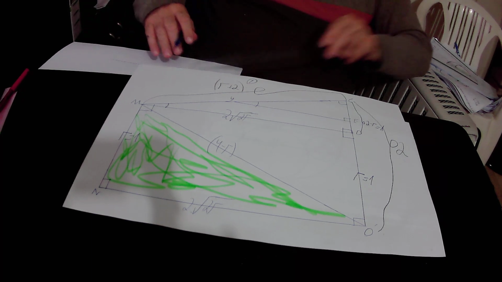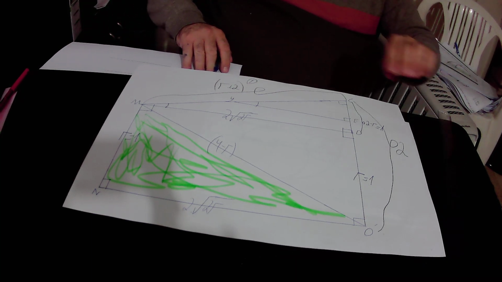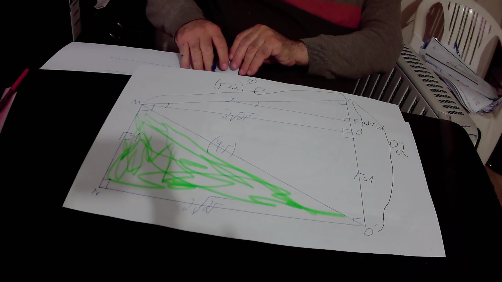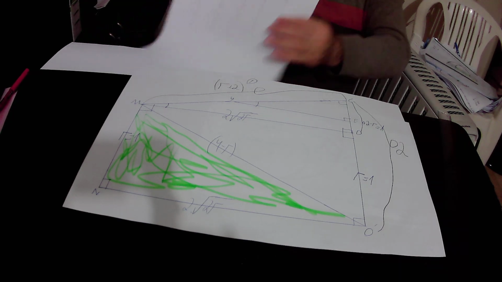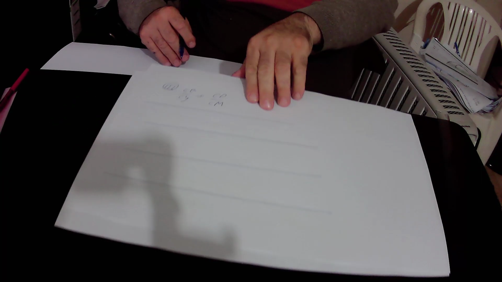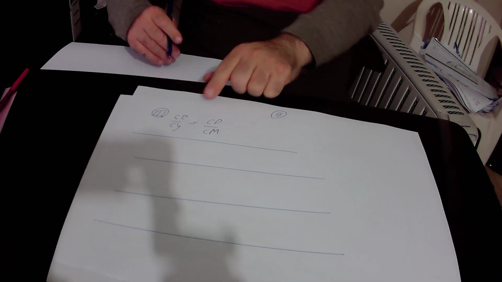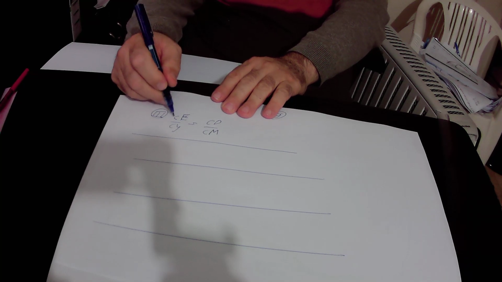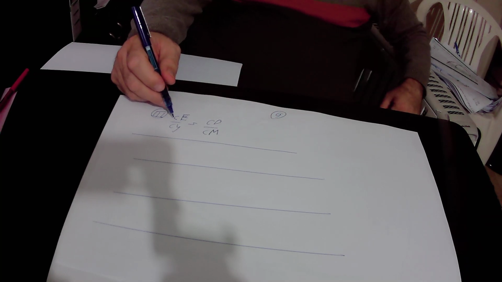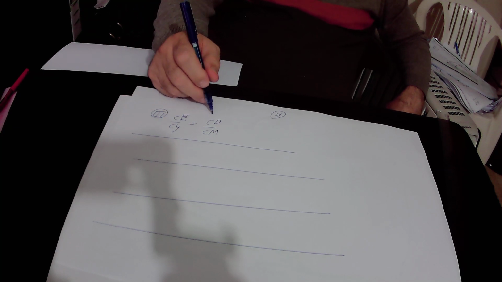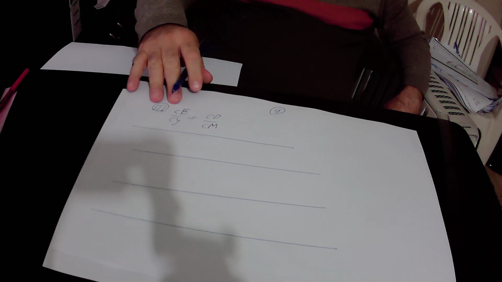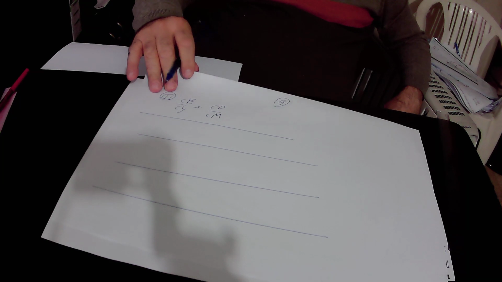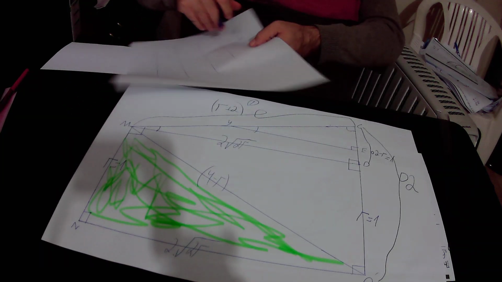So I will repeat again, from the fact that triangle CYE is similar to triangle CDM, we will conclude that CE over CY in triangle CYE equals CD over CM in triangle CDM.